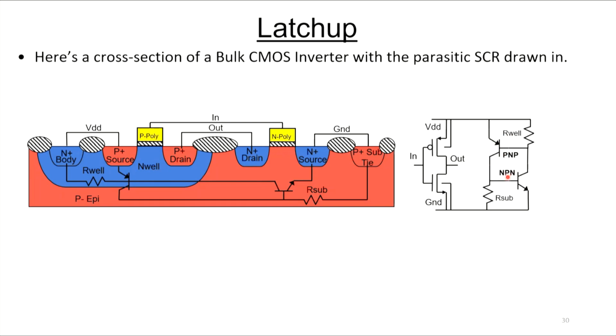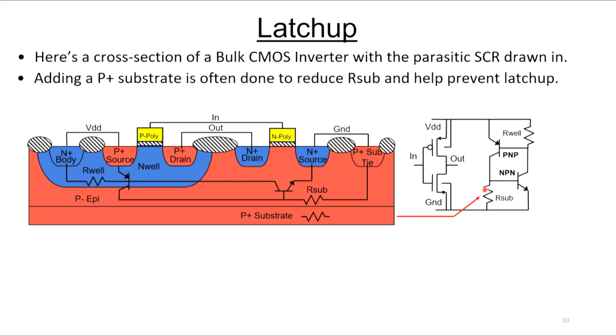Now, what kills this SCR is we drive these resistors to be very low with well ties and substrate ties and guard rings and all that stuff. Sometimes the fab will help us out by putting this whole thing on top of a P+ substrate. So you need a low-doped epi region to make all these devices, but you can put it on top of a high-doped substrate. And what that does is it puts a high-doped resistor, meaning a low-value resistor, in parallel to this R sub resistor, and the two resistors in parallel help to drive this R sub resistor very low.